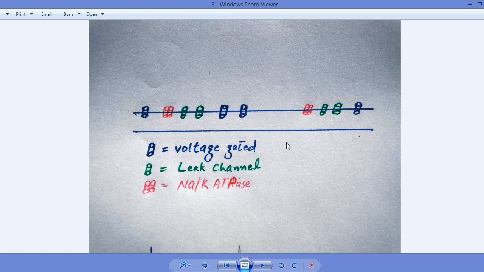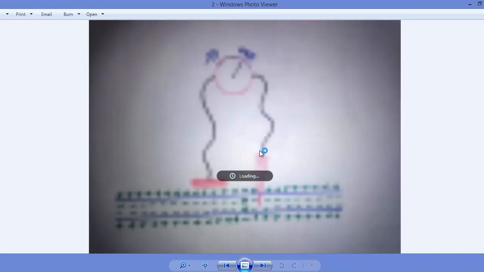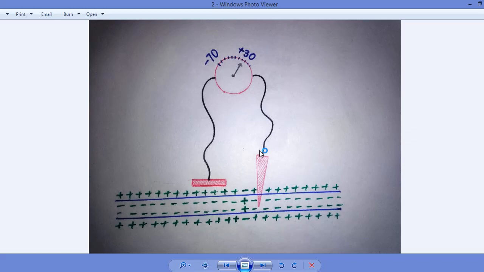The conversion of negative internal state into positive internal state, this is depolarization. And this is a brief conversion, lasting for a millisecond, for a very short time. When the internal environment becomes positive for a very short time, and the external environment becomes negative for a very short time, the voltage on the voltmeter goes to plus 30. This is called depolarization, one of the steps of the action potential.